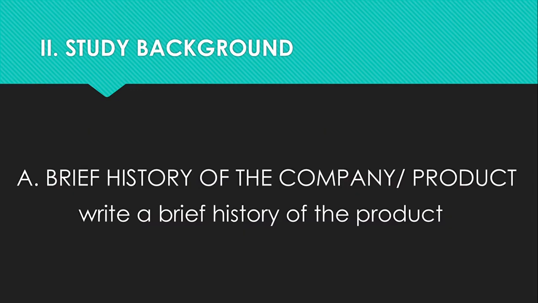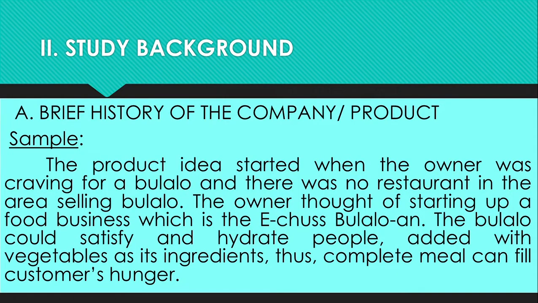Okay, so the second part is the study background. So the first part is the executive summary, and then the second part is the study background. So here, you are going to write a brief history of the product. So we have an example on the next slide. This is an example of a brief history of a product.